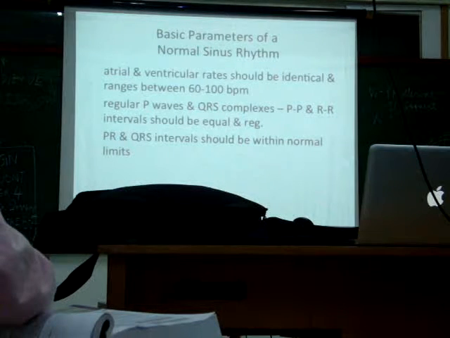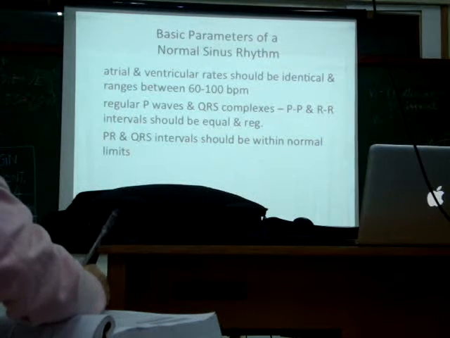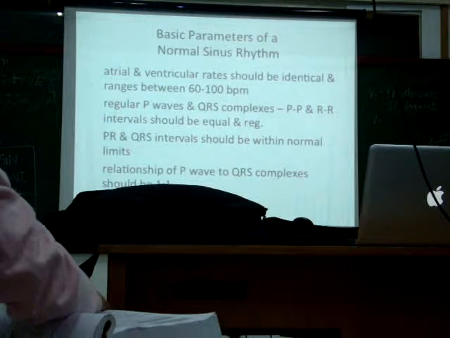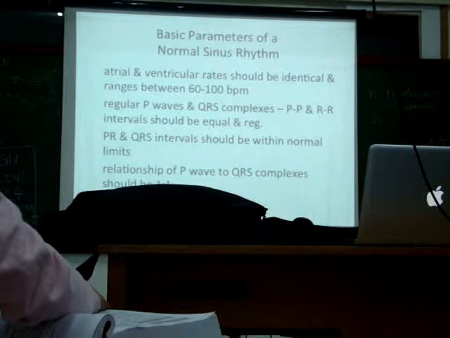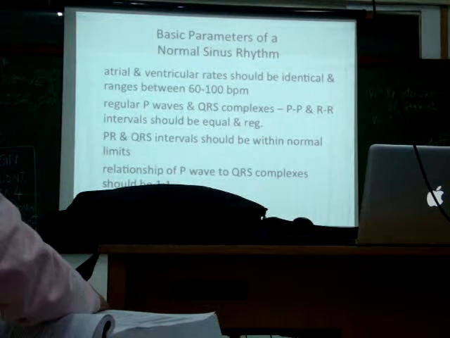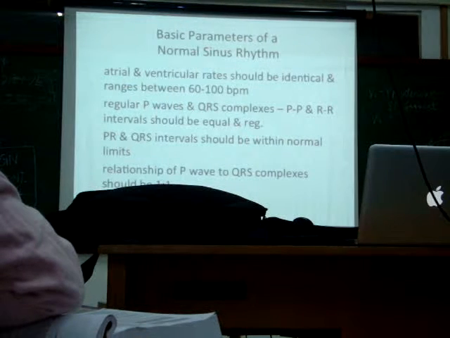And please remember that your PR interval and the QRS intervals should also be within normal limits. And I hope that was discussed, what those normal limits are. And the relationship of the P wave to the QRS complex should be 1:1, meaning one P wave, one QRS complex. And another thing, the P wave should always come before the QRS complex. Does that make sense? Why should the P wave come before the QRS complex? Because the P wave is atrial depolarization.